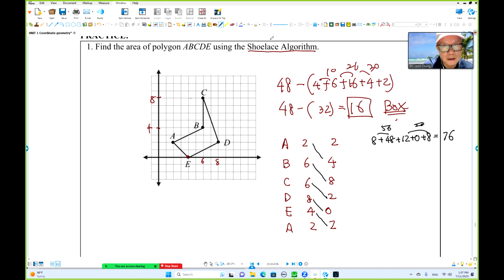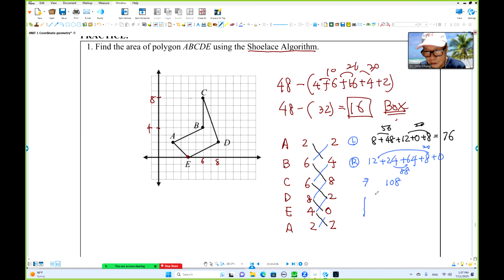Now take a look at the other side. Here, here, here, here. Okay? That's right. Left hand side first. This is the right hand side first. 2 times 6 is 12. 4 times 6 is 24. 8 times 8 is 64. 2 times 4 is 8. 0 times 2 equals 0. How about this one? 20, 88, 108, okay? 108. Now find the difference.